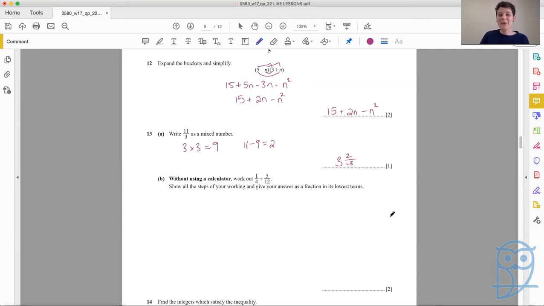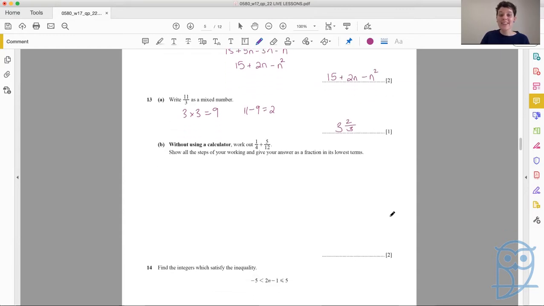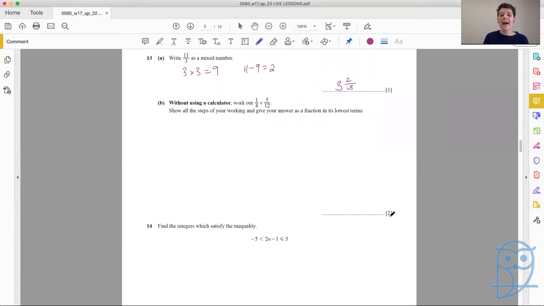Remember how they wanted us to show all our working in the fraction question we just did? Here's another one. Without using a calculator, and this time it's in bold, it's really out there sticking, okay? Work out 1 over 4 plus 5 over 12. Show all the steps of your working and give your answer as a fraction in its lowest terms.